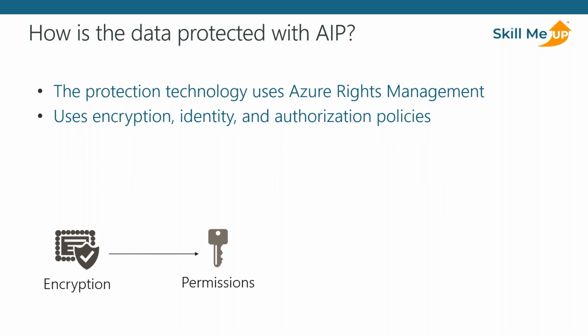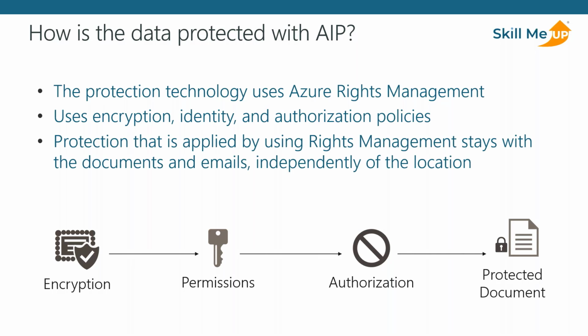So how is data protected with AIP? Well, it utilizes Azure Rights Management, which is like the old on-premises rights management capability, but it's built into the cloud. And the protection is applied by using the rights management capabilities, and it stays with the documents and the emails independently of whatever location it moves to. So we can apply encryption, permissions, and authorization, and then that's applied to the specific content.